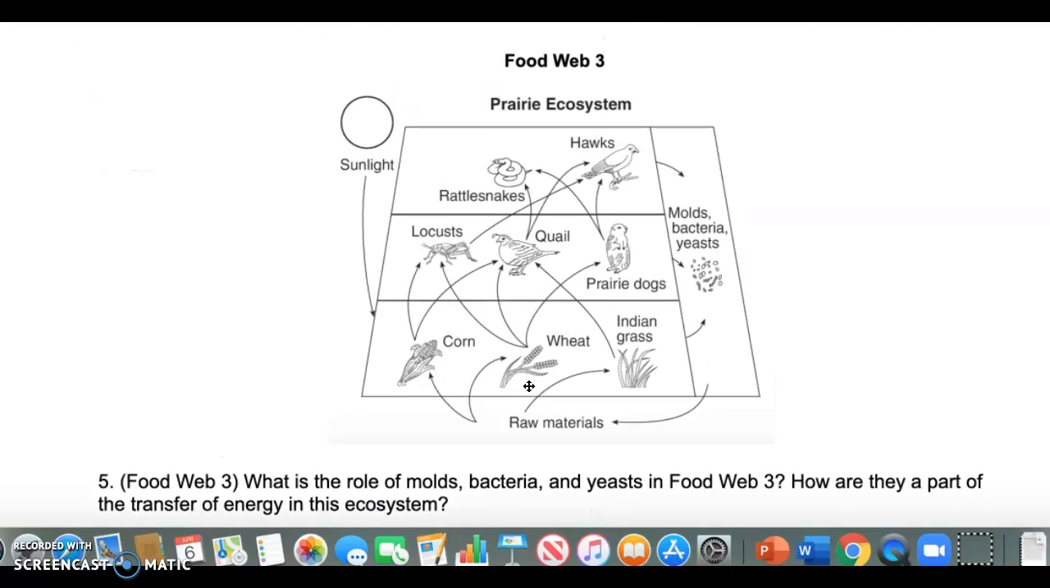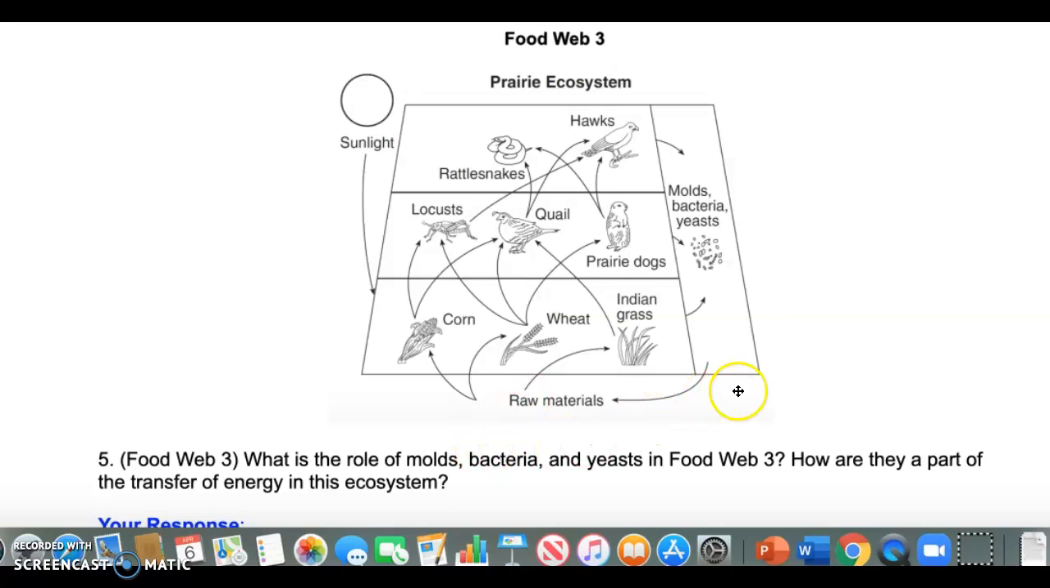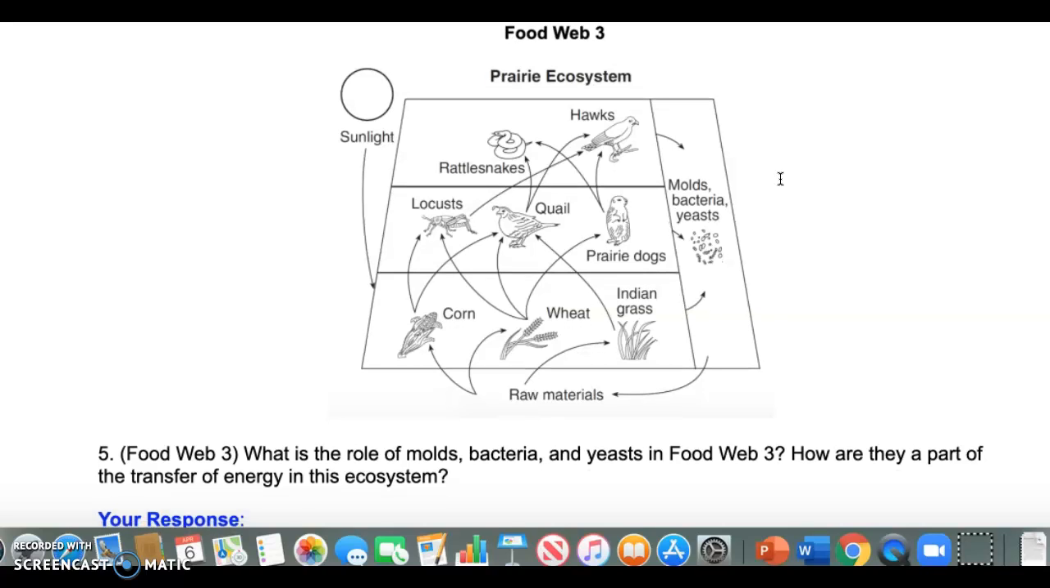And lastly, number 5 for Food Web 3. What is the role of molds, bacteria, and yeasts in Food Web 3? And how are they a part of the transfer of energy in this ecosystem? Okay, so I might have to go back to my week 2 notes to see what mold, bacteria, and yeast are, right? Because they're kind of on the side here. That's a new way of seeing this food web.